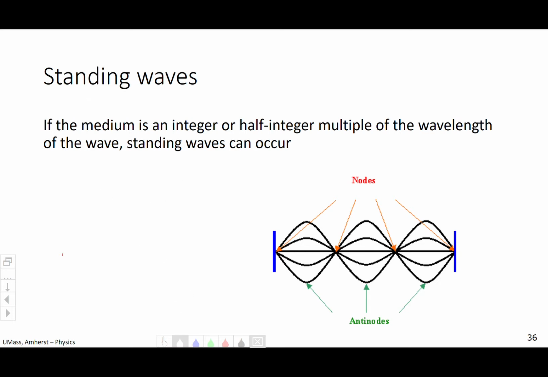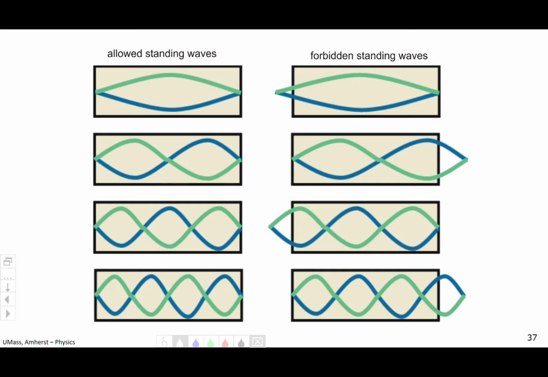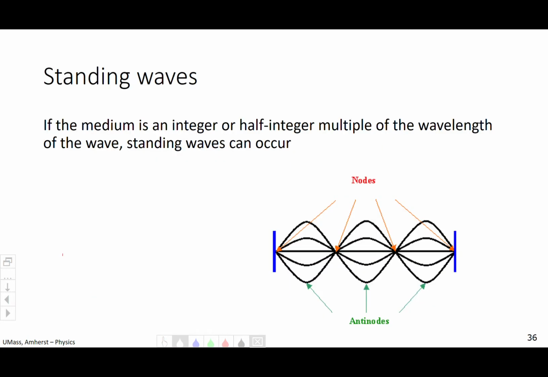And the medium, however, has to be an integer or half integer multiple of the wavelength if it is a fixed boundary at both ends. And we'll see how that works out in a second. So first, we need to know the minimum points, the points where the amplitude is 0. These are called nodes, all right? And the maximum points, those are called antinodes.